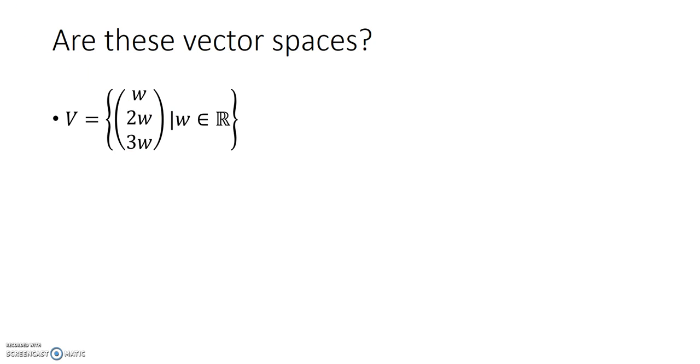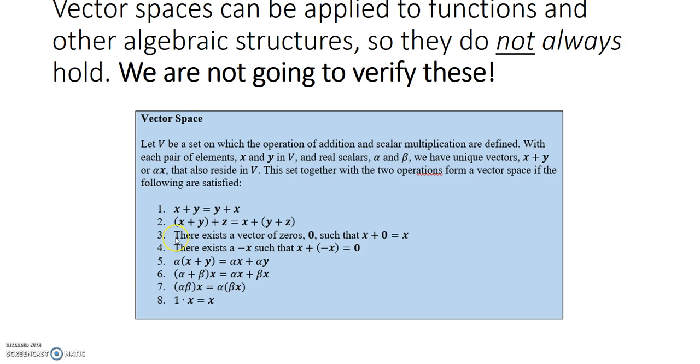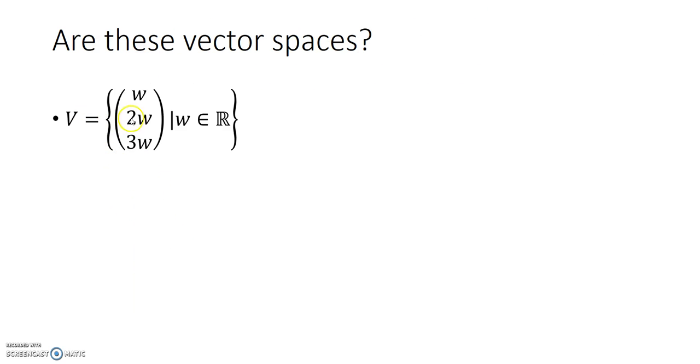So maybe let's take a look at one more here where we are dealing with vectors. Now those 8 axioms we know hold because we're dealing with vectors. If we add together 2 vectors, it doesn't matter what order we add them in, et cetera. So here we have a 3-dimensional vector, the vector w, 2w, 3w, such that w is a real number. So we need to check 2 properties. Number 1, does alpha x live inside of V for any real number alpha?